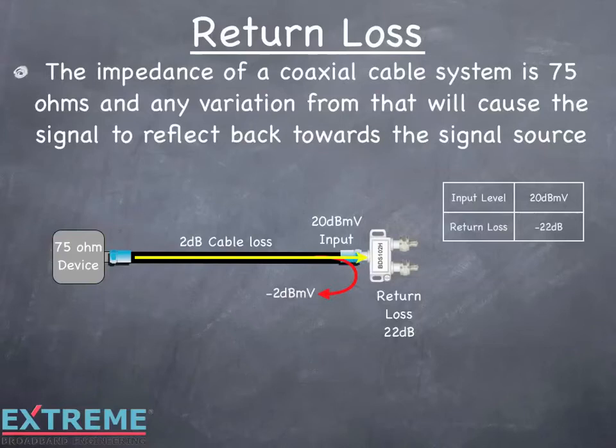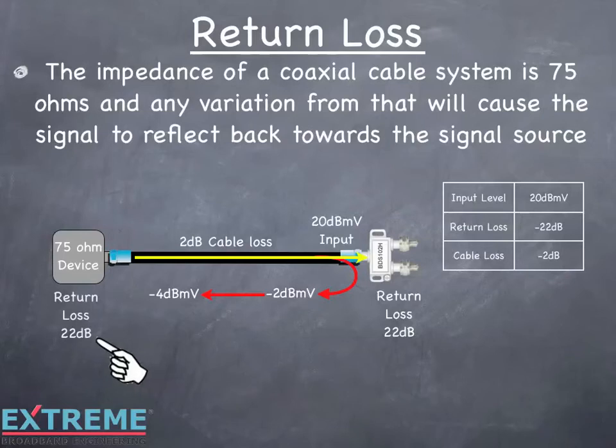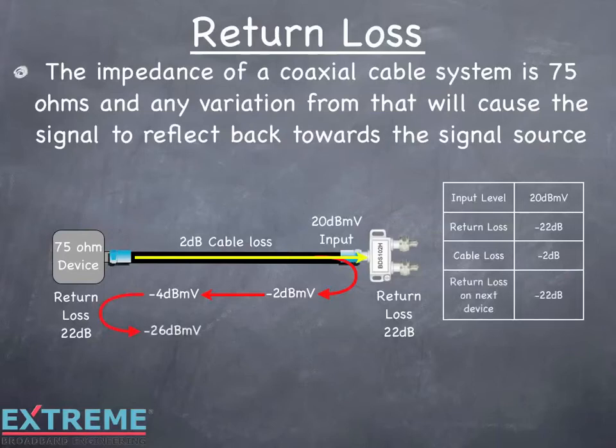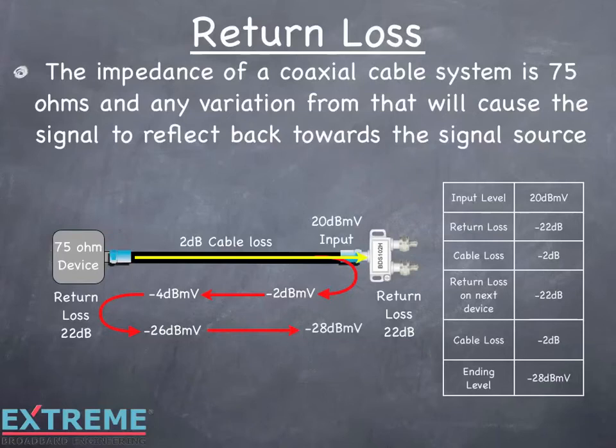The reflected signal travels back through the coaxial cable and loses an additional 2 dB. So on the output of the 75 ohm device, we have a minus 4 dBmV. The 75 ohm device in this case also has 22 dB of return loss. So the signal is again attenuated by 22 dB and reflected back towards the splitter at a minus 26 dBmV. The signal again travels through the coaxial cable that has 2 dB of loss and arrives back at the input of the two-way splitter at a minus 28 dBmV. At this level, the signal is attenuated enough it should not cause any impairments to the original signal.